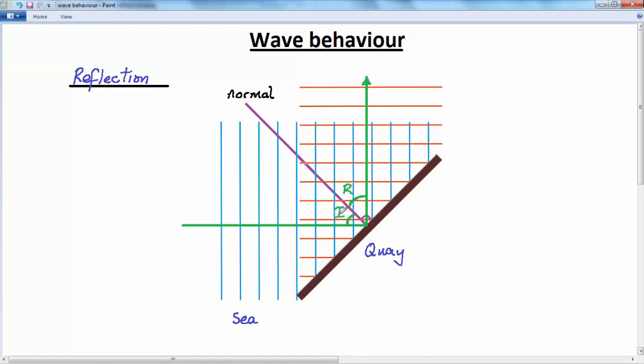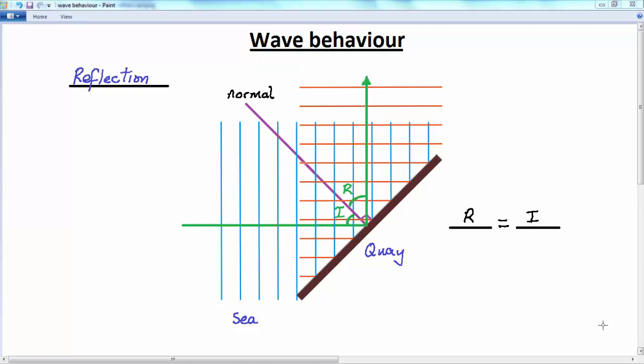Now, how are these two angles related? As in the case of all reflected rays from a surface, the angle of reflection is equal to the angle of incidence. That applies as much to water waves as it does to light waves or sound waves.